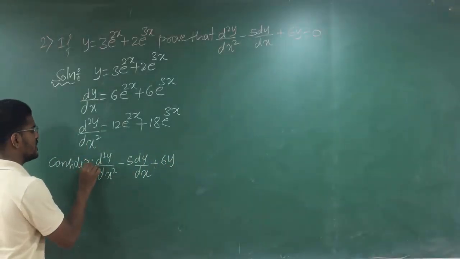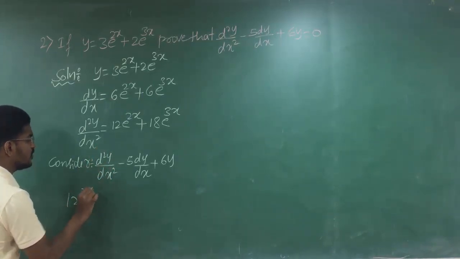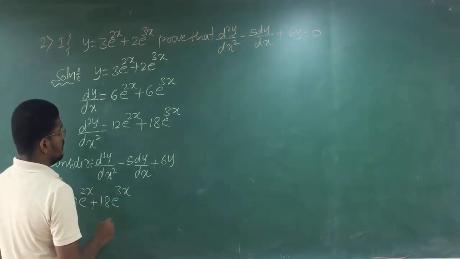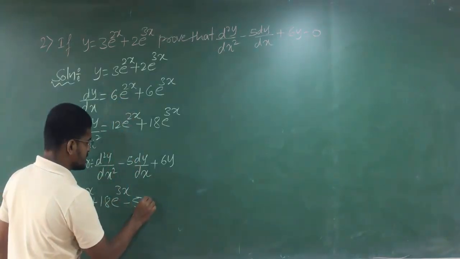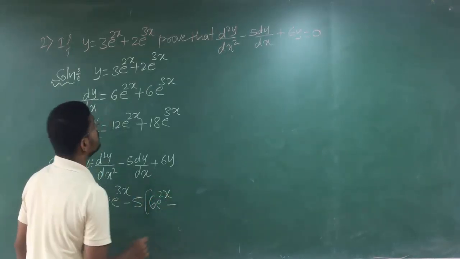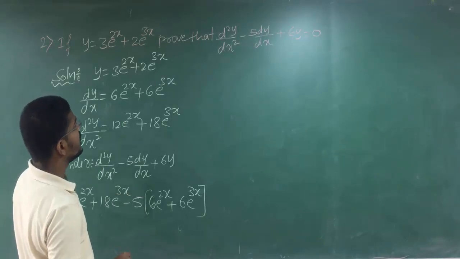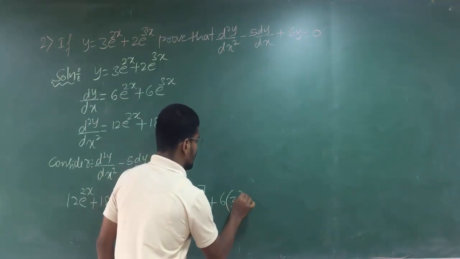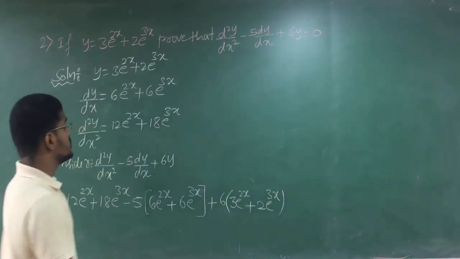Let us prove that. Consider this. Now d square y by dx square is what? 12 e to the power of 2x plus 18 e to the power of 3x. Next, minus 5. What is dy by dx? 6 e to the power of 2x plus 6 e to the power of 3x. So this is dy by dx. Plus 6y. What is y? 3 into e to the power of 2x plus 2 into e to the power of 3x. So write all these terms.